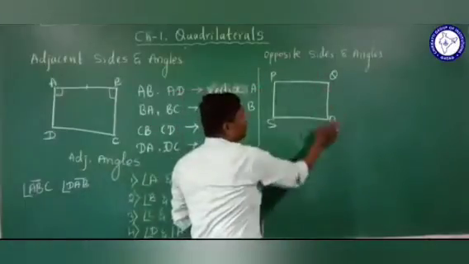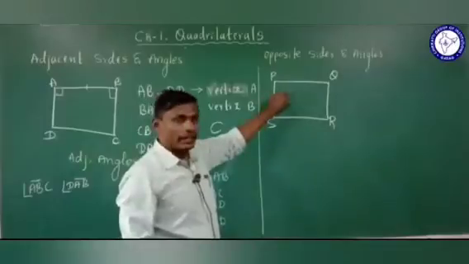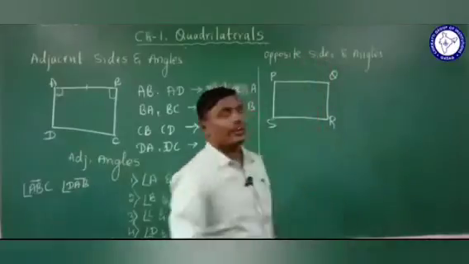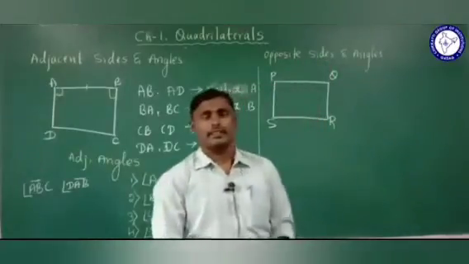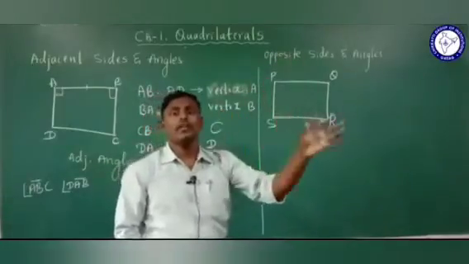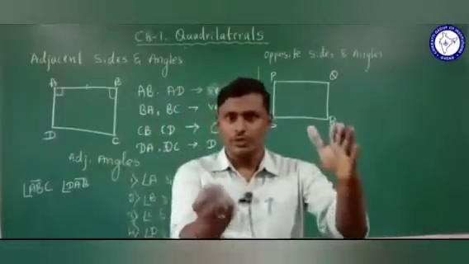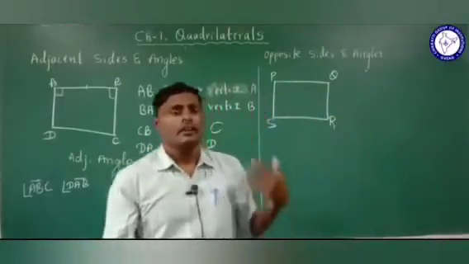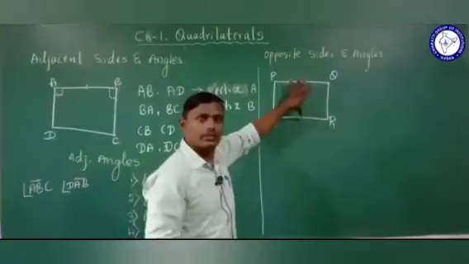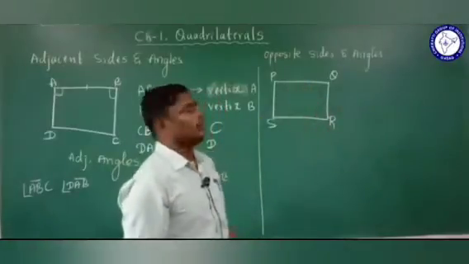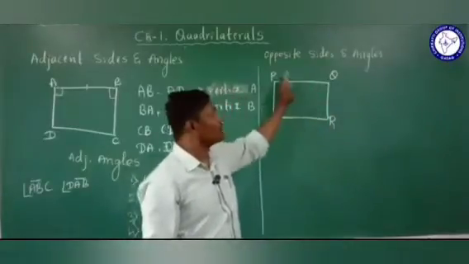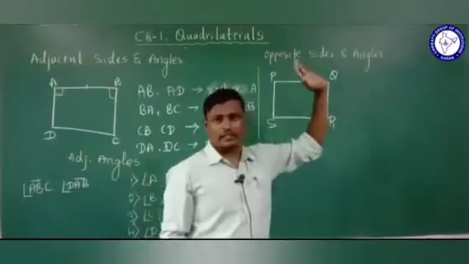So PQRS is a rectangle or quadrilateral. How can you define the opposite sides? Opposite sides means these are the sides which do not have any common angle. The two sides which do not have any common angle. For example, PQ and SR. These two sides will not have any common angle. They are formed by different vertices only. So these two sides are called opposite sides, right?